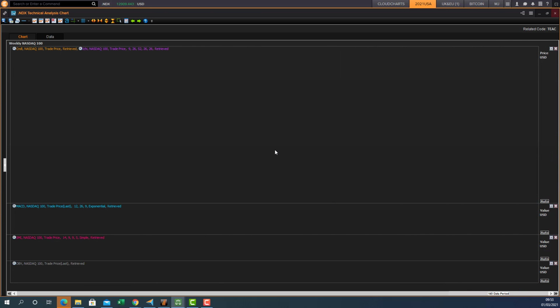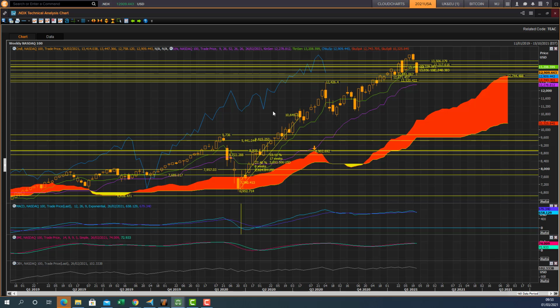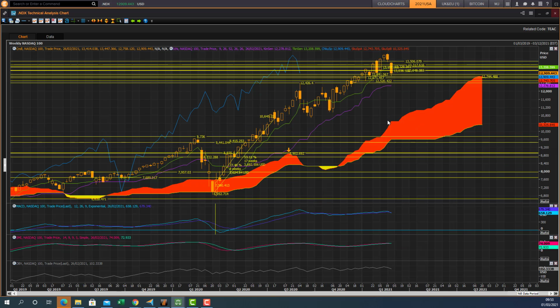Weekly, still very extended from the cloud. We can see this distance between the price action and the cloud is quite tall, but the front end of the cloud gives you an idea where a potential rebound might happen. 12,744, we managed to get a rebound from that level, so that's a significant support cluster. If support fails, then the target would be 12,426, the old high here, as well as the standard line, this purple line here. That would be the next key support zones to the downside.